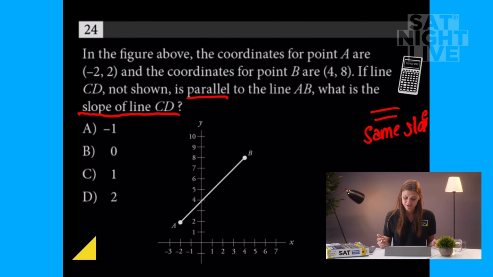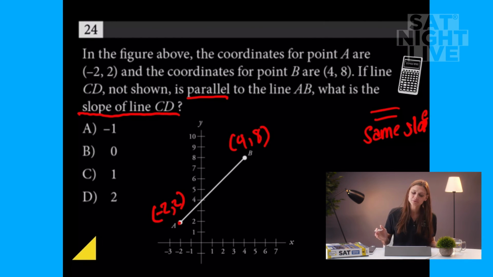Well, we've got points. We don't have that Ax plus By situation going on, but we do have 2 sets of points. And they're even marked on here. So A over here is that -2, 2, and B is 4, 8.